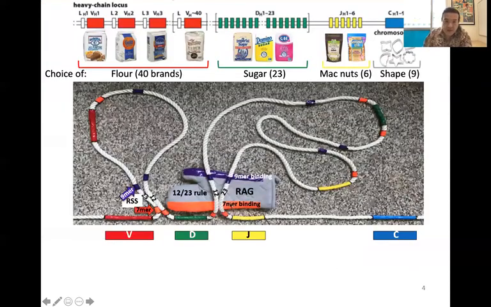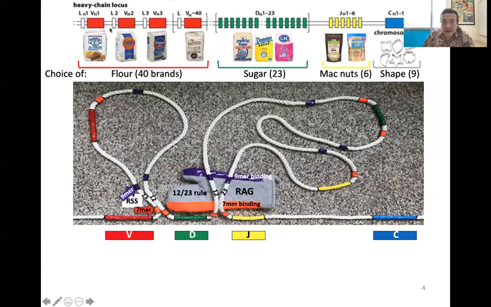So if we think about it this way, last time I used a long piece of rope to represent the chromosome. Let us say that this is chromosome 14, for example. This is the region of the rope that contains all the fragments for making immunoglobulin heavy chain, or IgH for heavy chain. So there's around 40 or so red blocks to choose from, like 23 or so green blocks, 6 yellow blocks, and then maybe 9 different constant blue blocks to choose from.